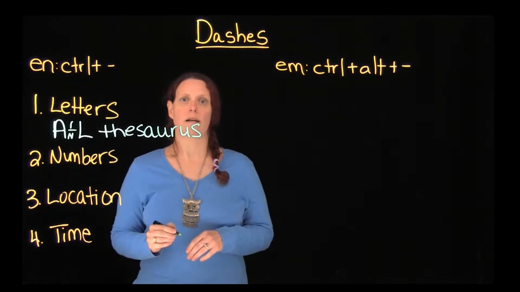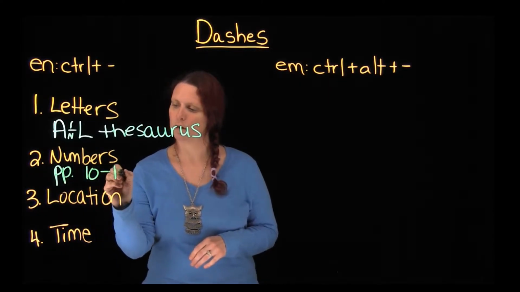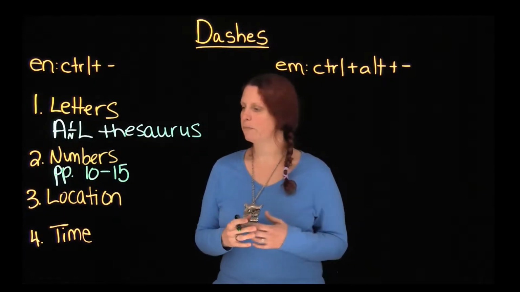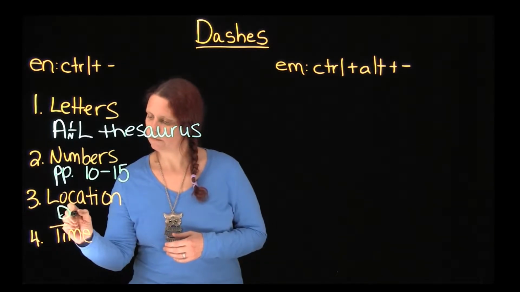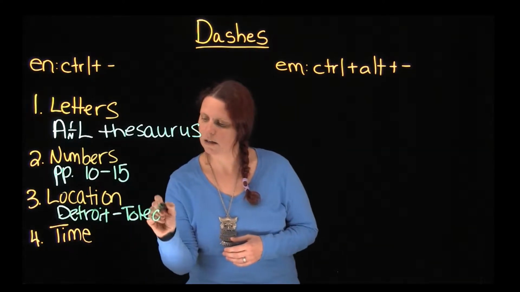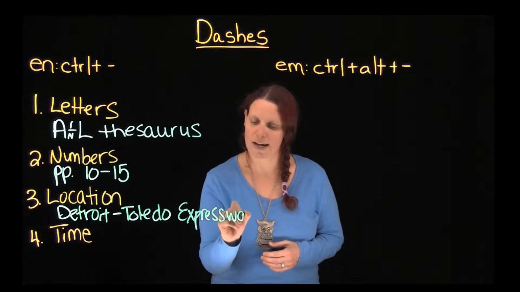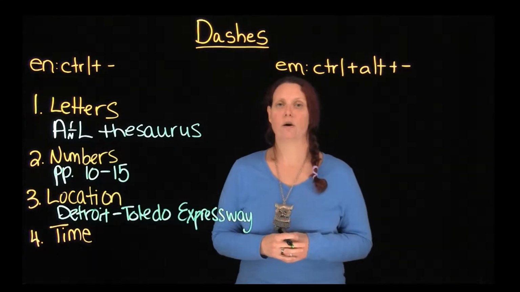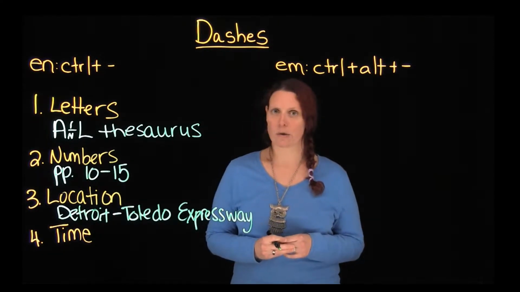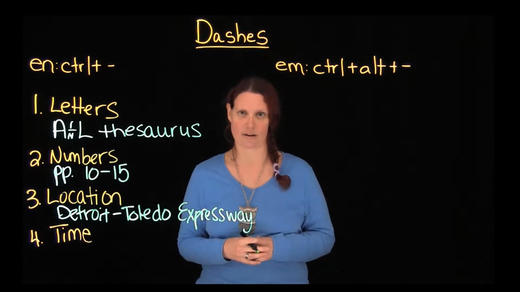Numbers are the same thing. Let's say in that thesaurus, I want to look at pages 10 through 15. I want to incorporate all of those pages. For location, let's say I'm on the Detroit-Toledo Expressway. Now, I don't mean that the expressway goes through Detroit and Toledo only. That would be a hyphen. I want it to include Detroit, Toledo, and all the cities in between. Therefore, I need that N dash.